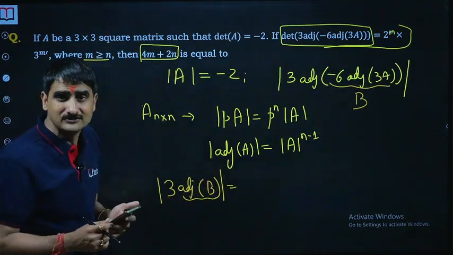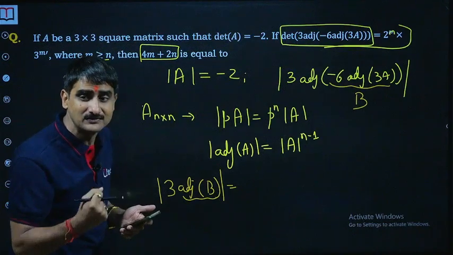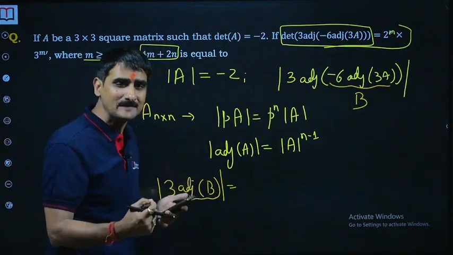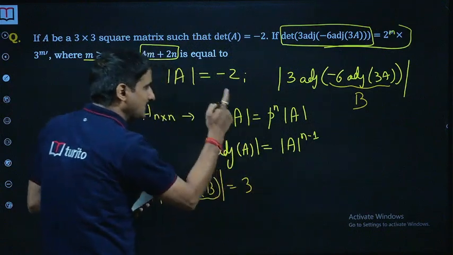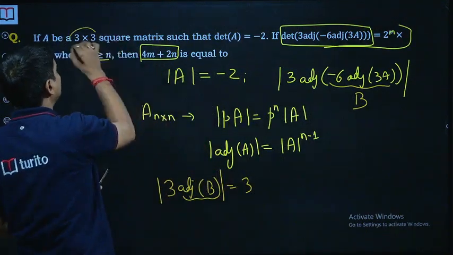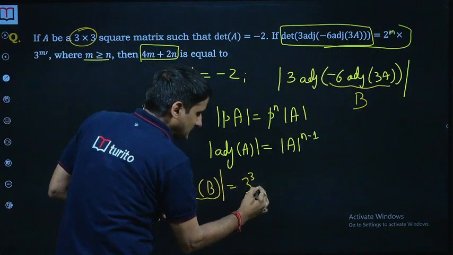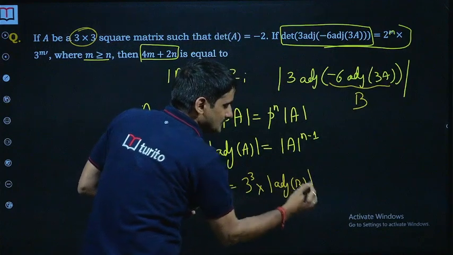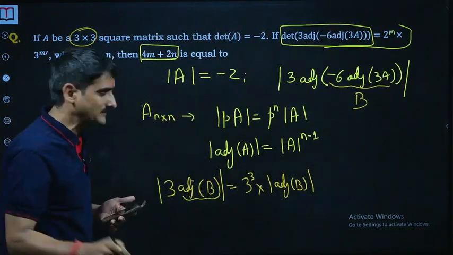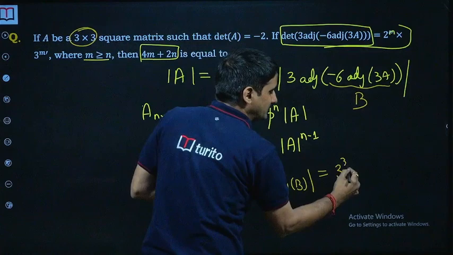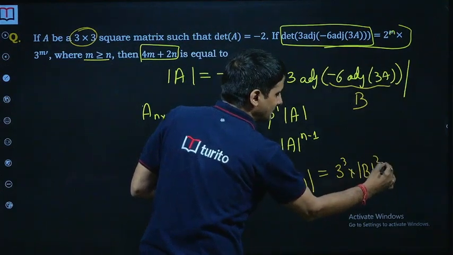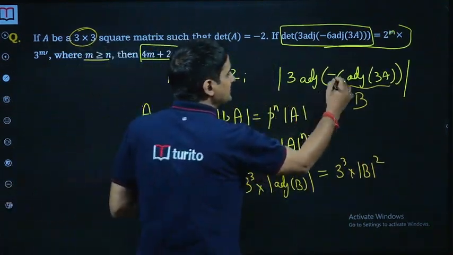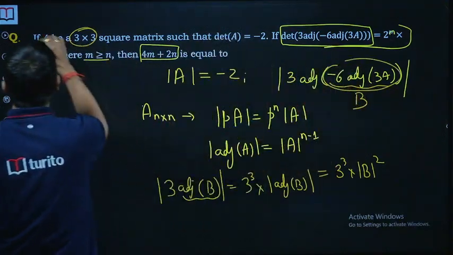Let's say that's a matrix, so determinant of 3 times C. It will be 3 raised to the power n, and since it's a 3 cross 3 matrix, 3 raised to the power 3 into determinant of adjoint of B. And adjoint of B determinant is nothing but 3 cube into determinant of B whole square. Now what is B? B is this thing, so just put the value there.